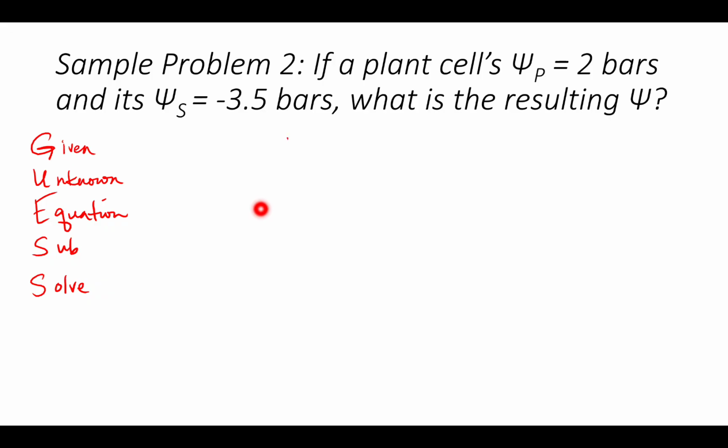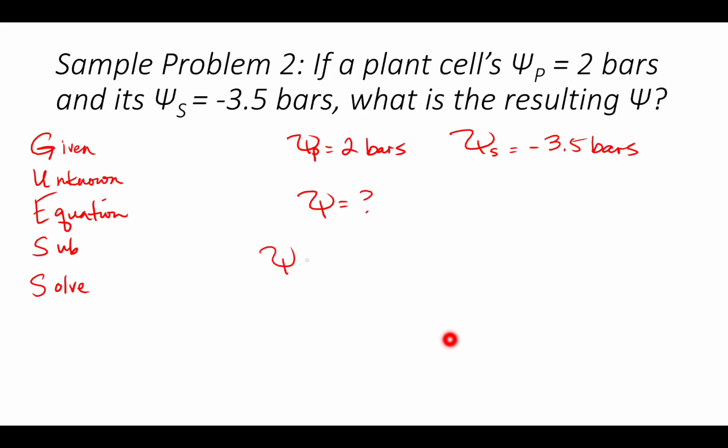So our given that they gave us is a pressure potential, which is 2 bars. We have a solute potential, which is negative 3.5 bars. And our unknown is our total water potential. If we look at our 2 equations we have only one that will work, that our total water potential is going to be our solute potential plus our pressure potential, which means it's going to be negative 3.5 bars plus 2 bars, which is going to be negative 1.5 bars.